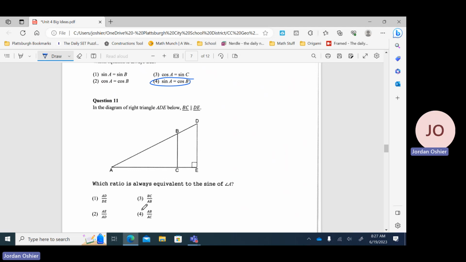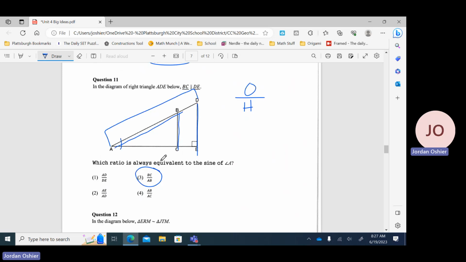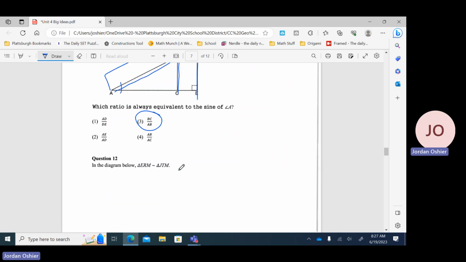All right, next one. Which ratio is always equivalent to the sine of A? So what you want to remember for these is this is just going back to opposite over hypotenuse. So we have BC over AB. That would be the nicest one. Oh, hey, there it is. Opposite over hypotenuse. But it also could have been DE over AD, just to throw that out there, because they're similar triangles. But luckily, it was the first one I spotted there.